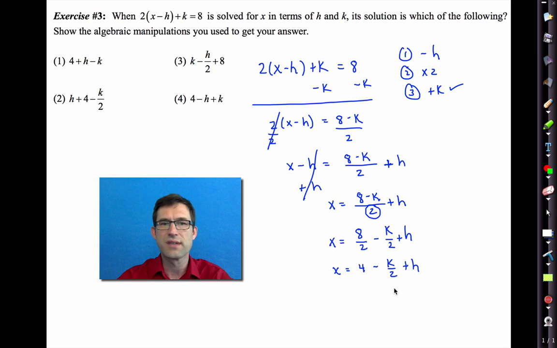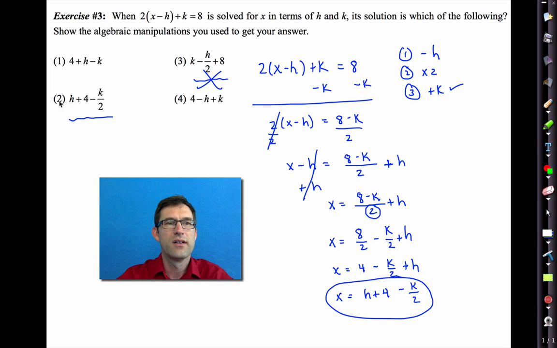I still don't see it. Wait a second. This one looks pretty similar. So does this one. No, that one's not right. I got to have a k divided by 2. It's got to be this one. I see. That's just the commutative property of addition, right? So we kind of swing all this addition and subtraction around. We eventually get h plus 4 minus k divided by 2. Woo. And we bubble in 2 on our Scantron sheet. Right, kiddos? Scantrons. Easy to grade. Not that much fun to do while you're taking a test.